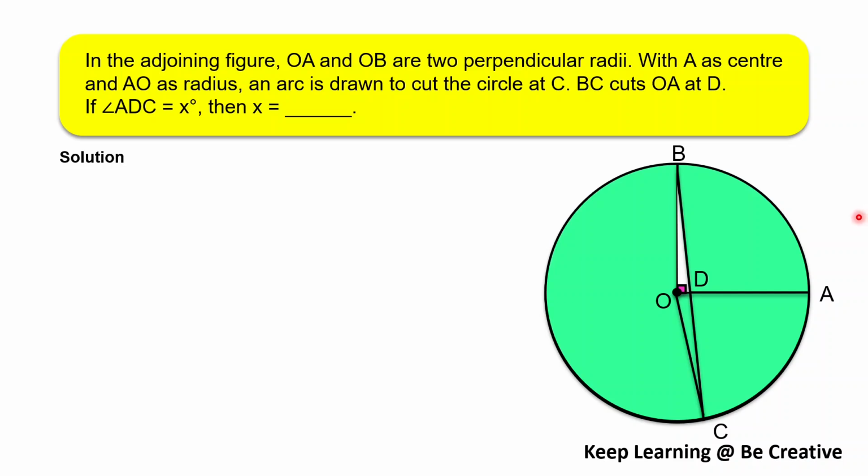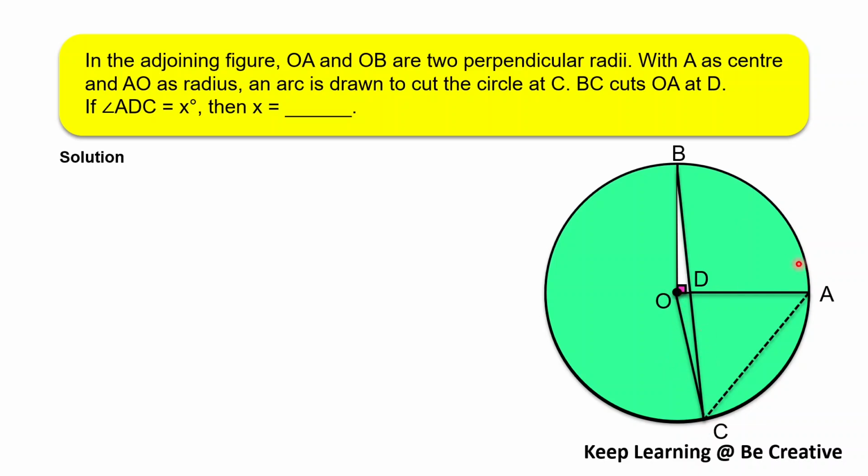Let's see the solution for this one. We will connect AC. Since we have been given that A is the center of a circle, and taking OA as the radius, we will be drawing a circle here. So OA distance will be equal to AC distance, which will also be equal to OC.